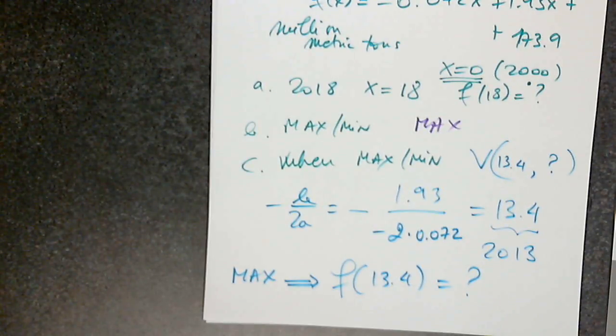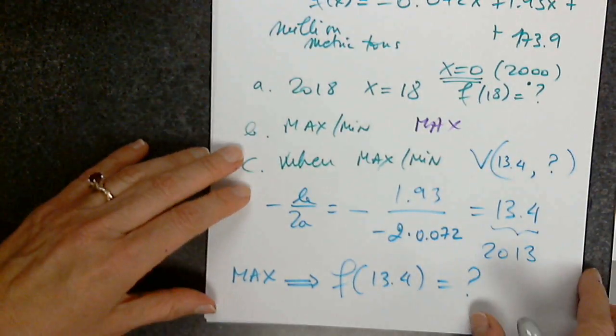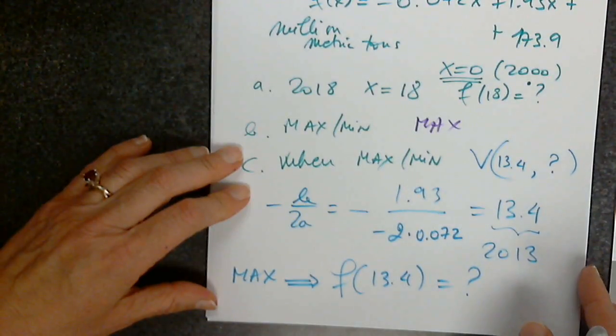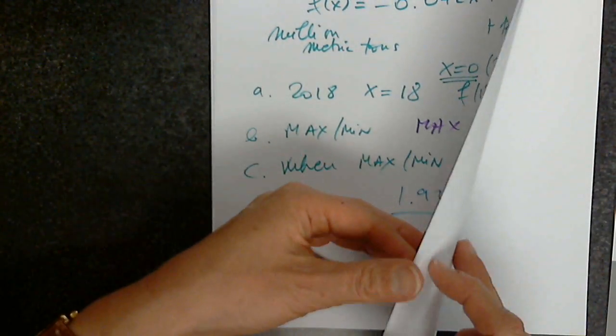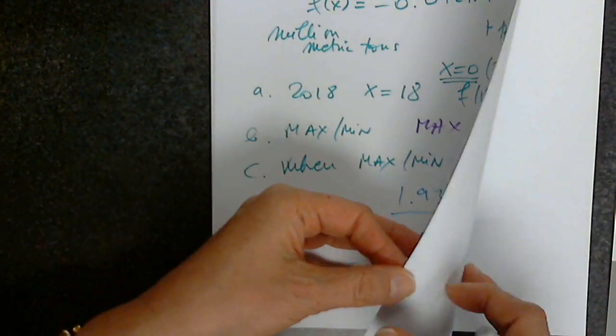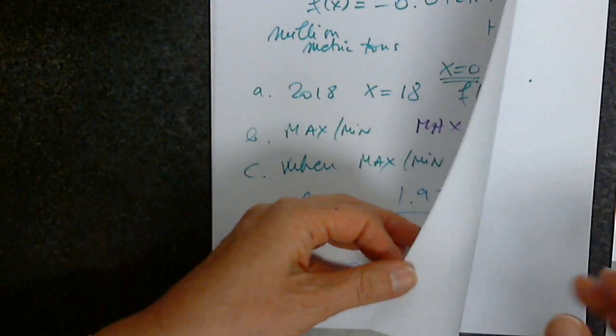Are we going to have difficulties with graphing a parabola? The vertex, the axis of symmetry, the x and y intercepts? No. Okay.